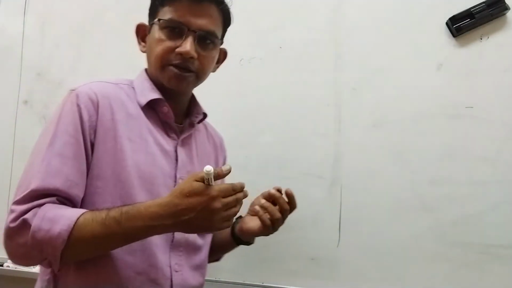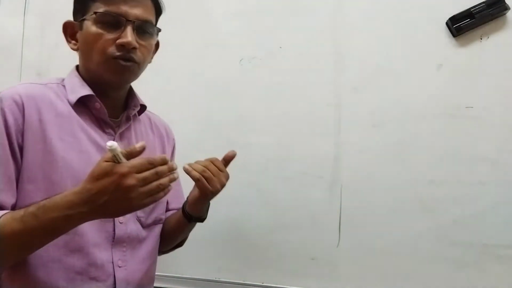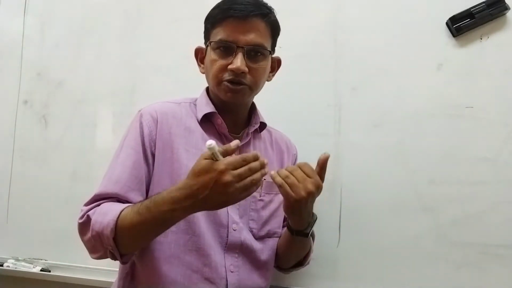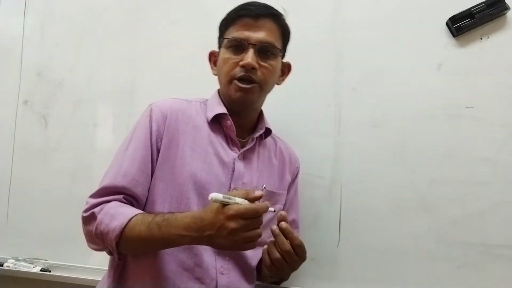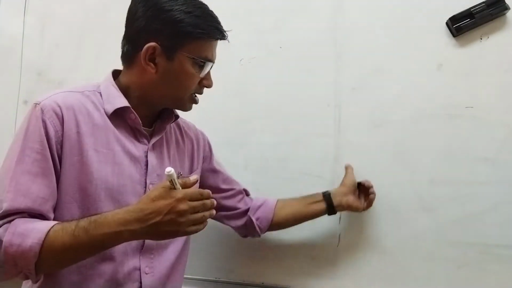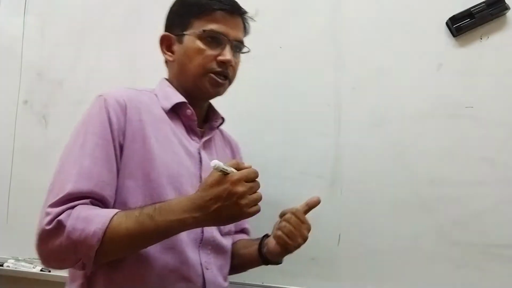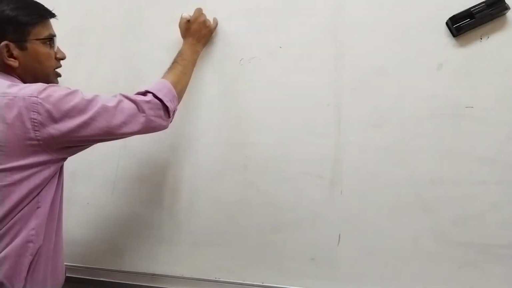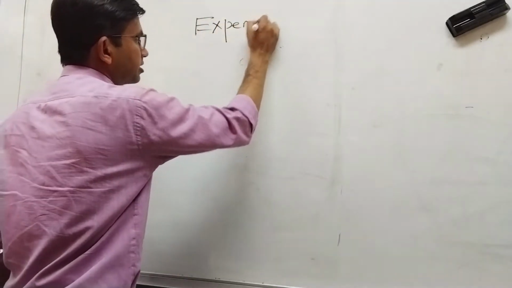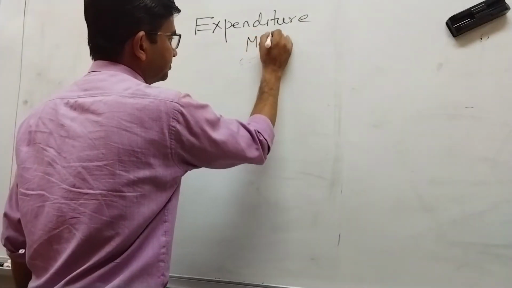And in developing countries, there is a huge number of workers whose income or contribution is not properly recorded. So to solve this type of problem, there is another method which is known as the expenditure method. So today we will discuss the expenditure method of estimating national income.